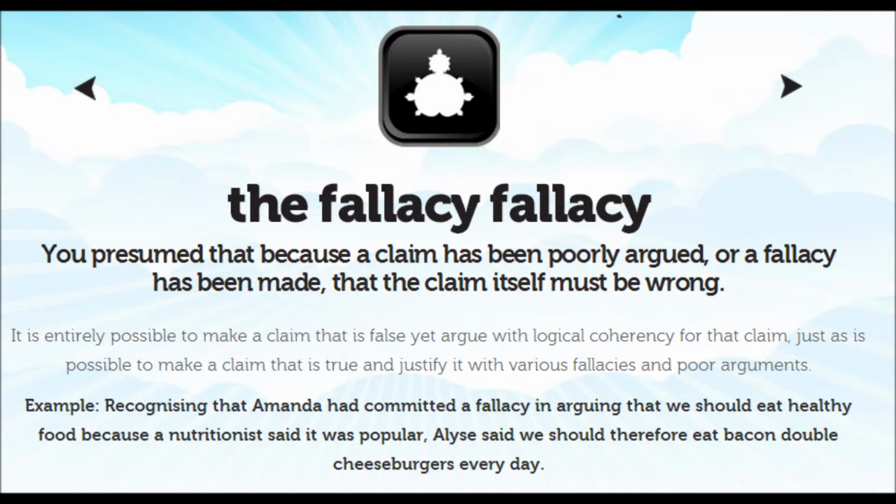Example, Colin Closet asserts that if we allow same-sex couples to marry, then the next thing we know we'll be allowing people to marry their parents, their cars and even monkeys.